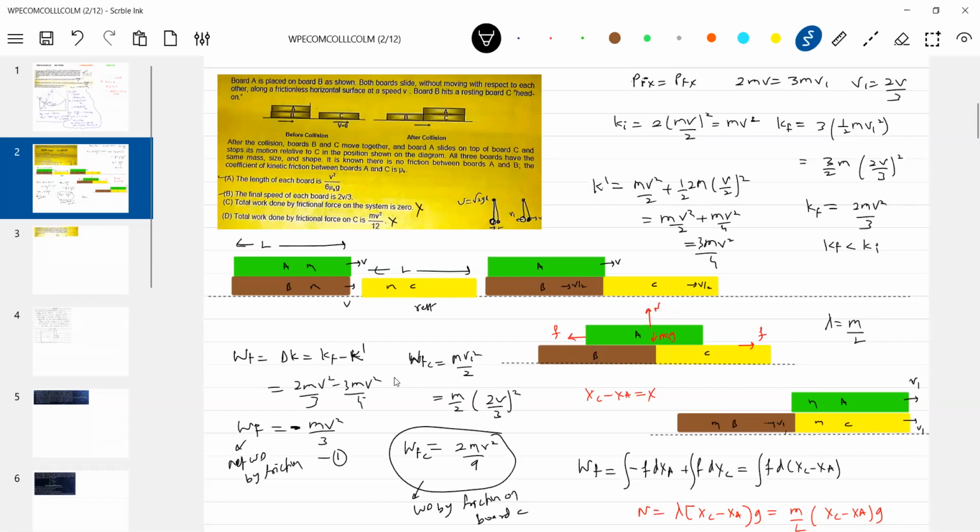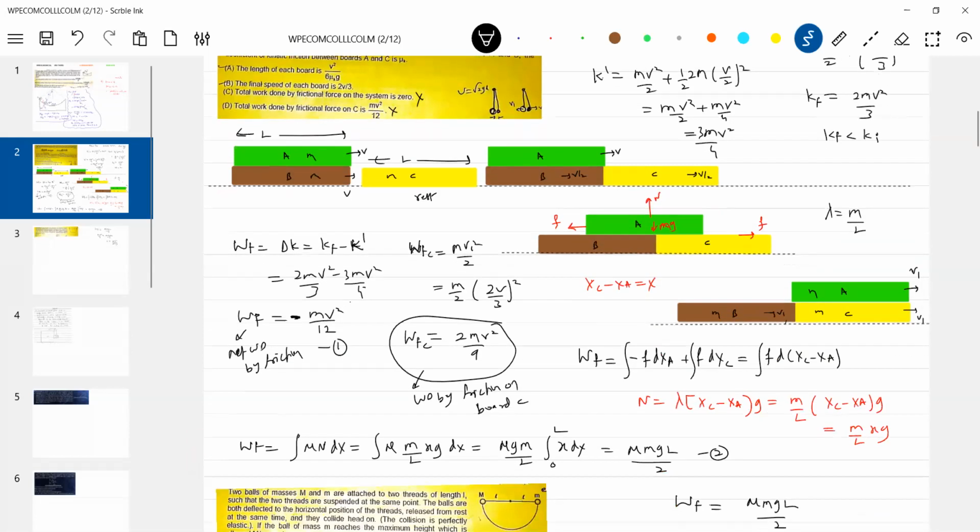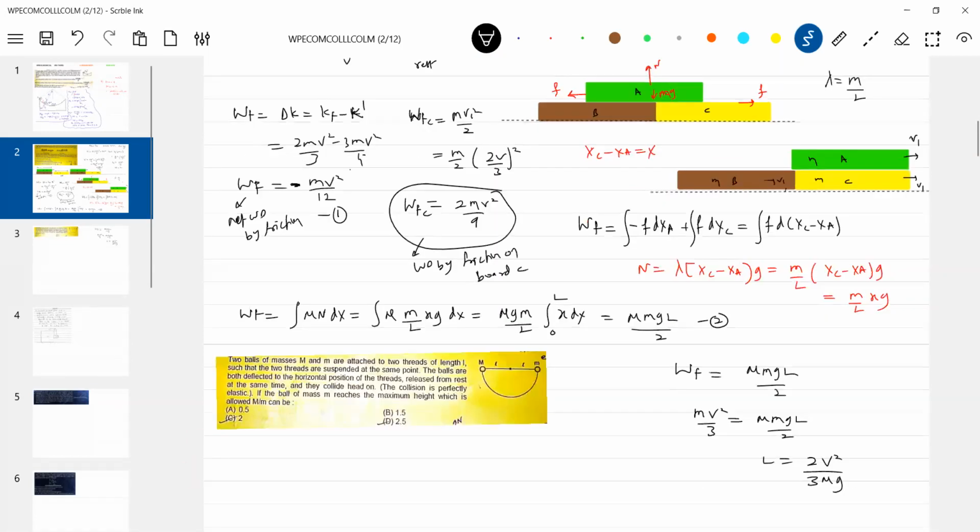4 to 8. 8 minus 9 by 12 will come. Check once. I think I should. There's work done by friction. MV square by 12. Okay, now we'll equate here. MV square by 12. How much will we get? 6 will come.